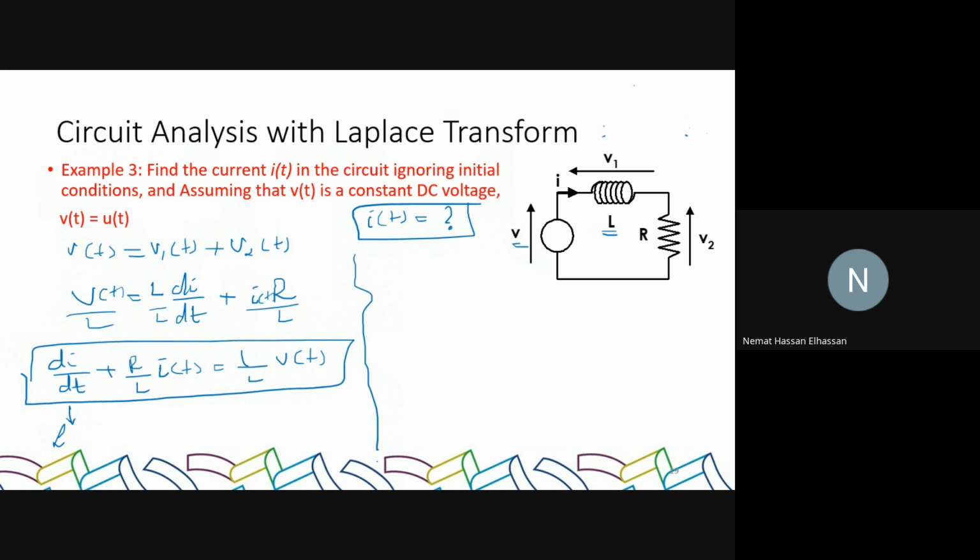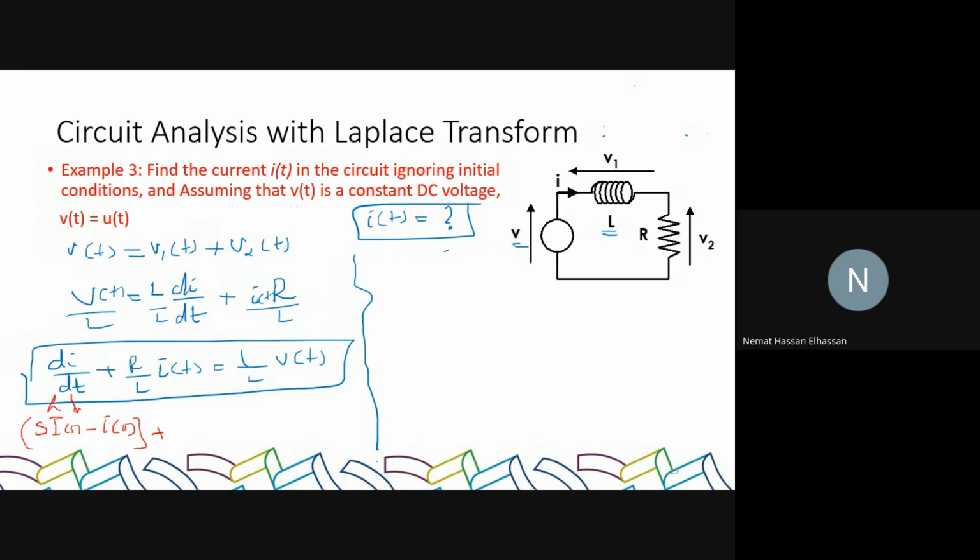So my function is called I of t, right? So the transform of di over dt is s I of s minus I of 0, right? And then what is my second? Let me write it here to make it straightforward. Here, s I of s minus I of 0. So this is the Laplace transform of the first term plus the second term.